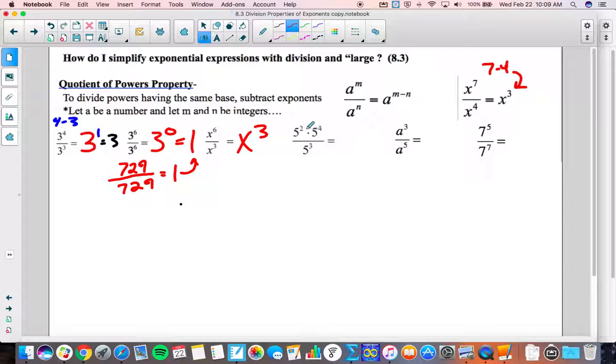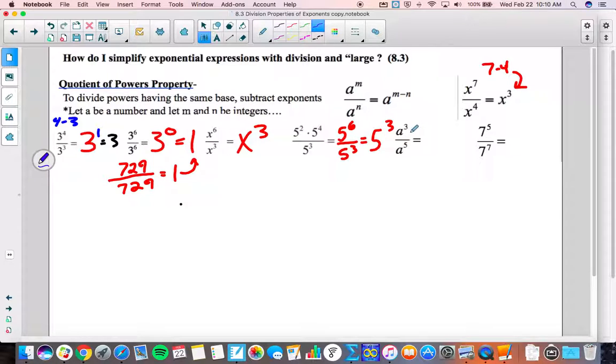Well, here we need to bring back some of our properties. Now, these are on the same side of the fraction bar, and they have the same base, so we can add the exponents. So that's 5 to the 6th on top, divided by 5 to the 3rd. Well, now it looks like these. Now we have the same base on the top and bottom, so we subtract the exponents, so we get 5 to the 3rd.